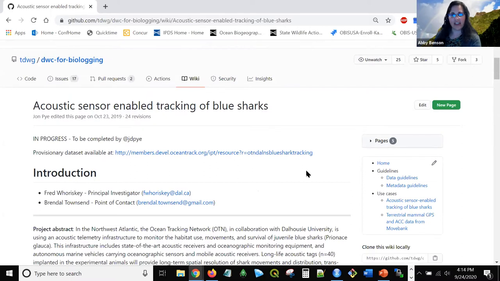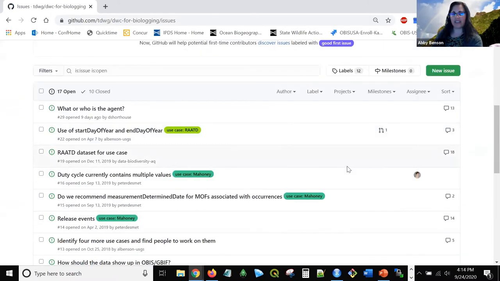And then the final part of it is we try to put things in GitHub issues. So when a data set goes up that we're looking at and reviewing, we will put up questions about it in the GitHub issues so that we can talk about the questions that we have about how well it's lining up with our own core or not.